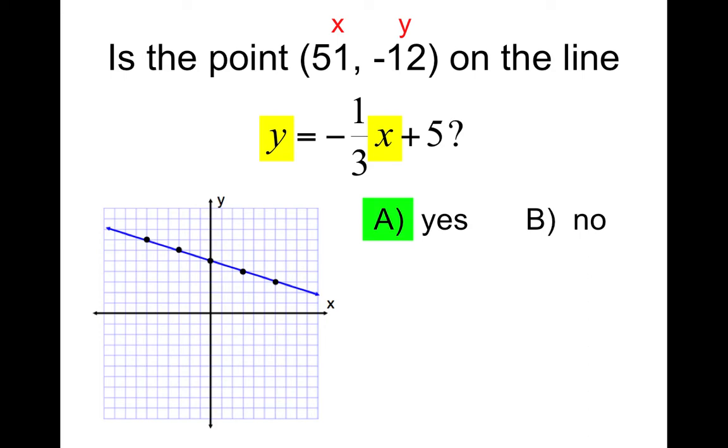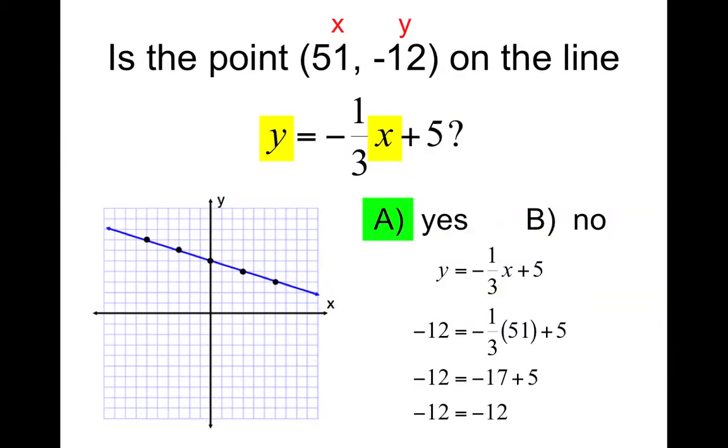(51, -12) is on the line. If we take our y equals -1/3 x plus 5, substitute in -12 for y and 51 for x, 1/3 of 51 is 17. It works out that the equation is true. The left side equals the right side, so we know the point is on the line.